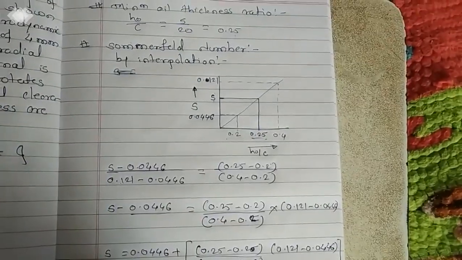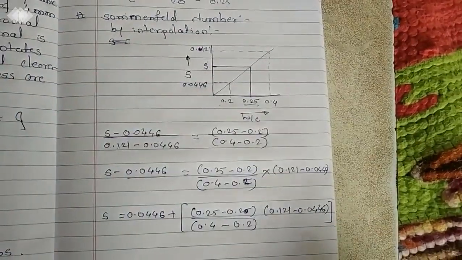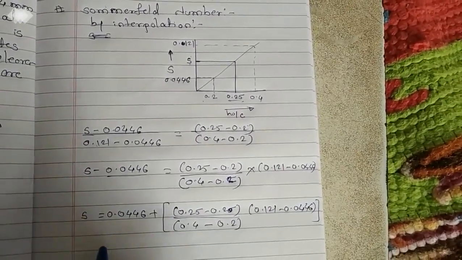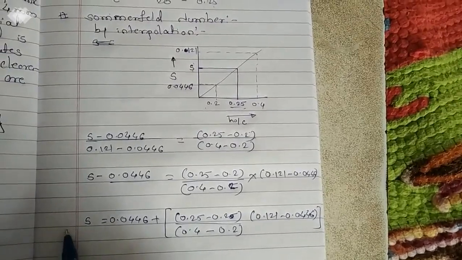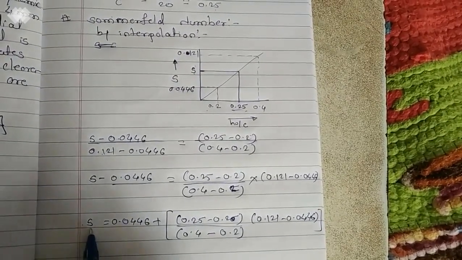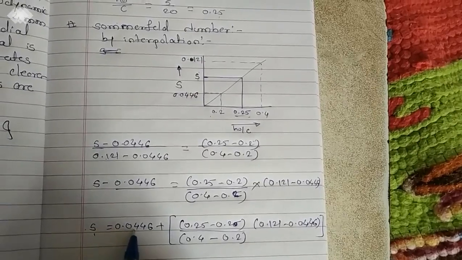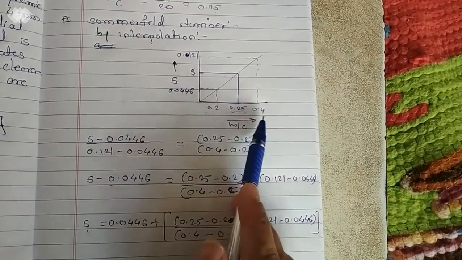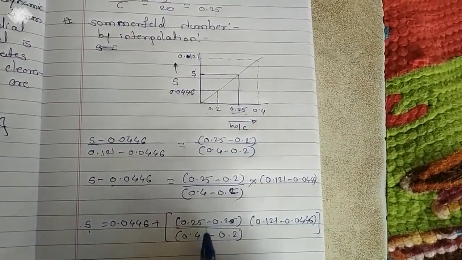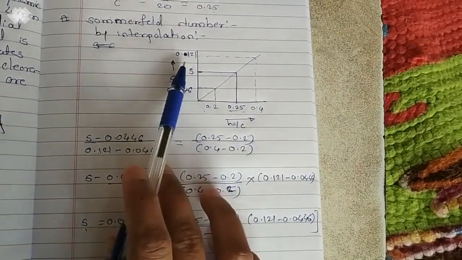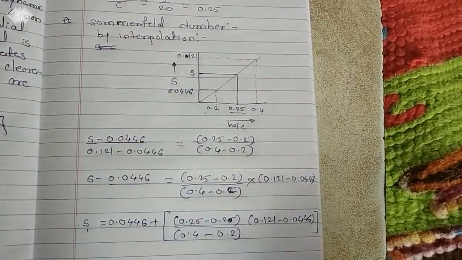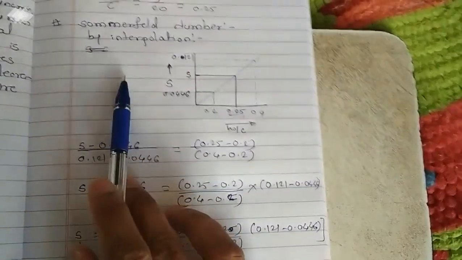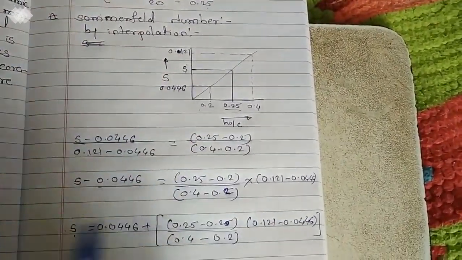So this interpolation method we are going to use for another dimensionless parameter. After practicing, we can directly use this formula. The unknown quantity is equal to the lower limit plus (middle value minus lower value) divided by (upper value minus lower value), into (upper value minus lower value). You can directly put this formula using the table, no need to draw the graph. This is for your understanding.